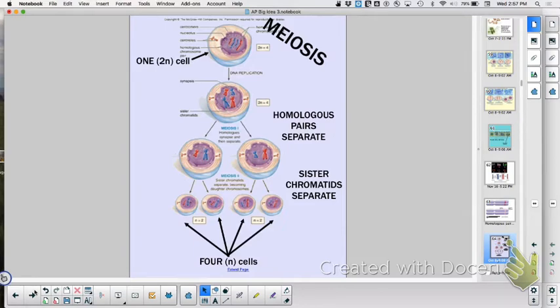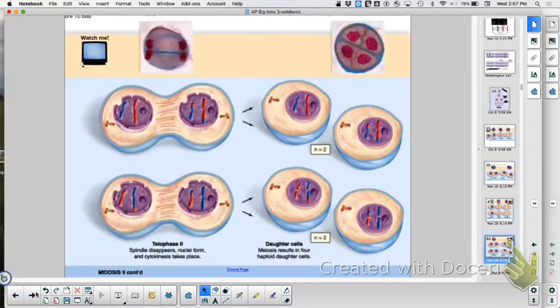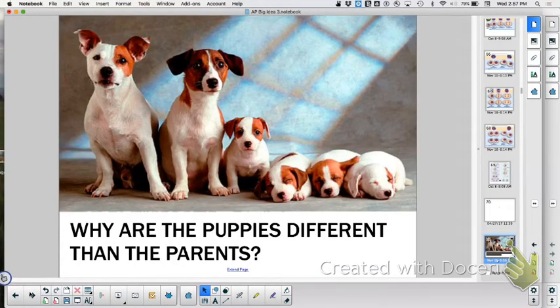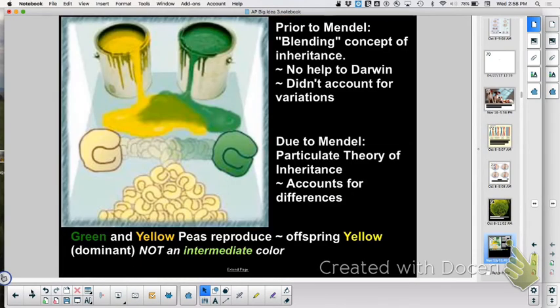Homologous pairs separate in meiosis 1. Sister chromatids separate in what? Meiosis 2. Good job. Okay, we know that. That's easy peasy. Comparing mitosis and meiosis, not a problem. Why are these puppies different? 3 reasons. Independent assortment, fertilization, random sperm and eggs, and crossing over. Good job. Okay, so we know that. There's crossing over, independent assortment, random fertilization.